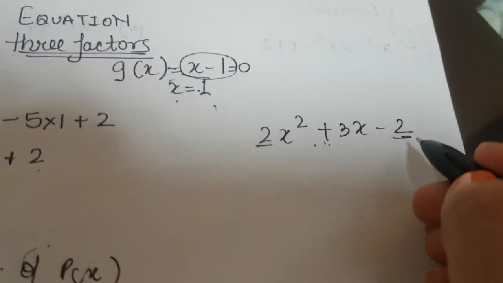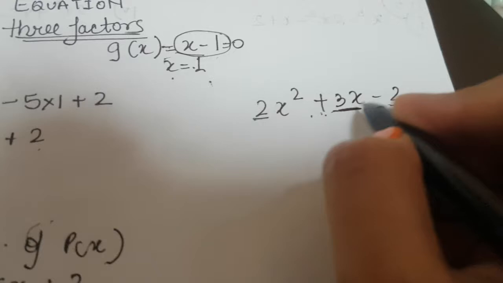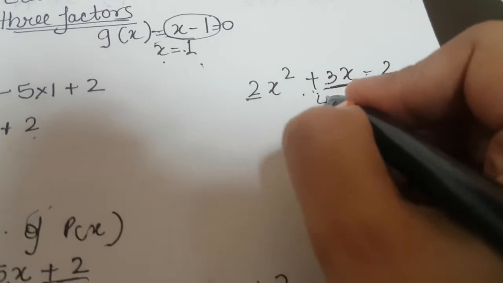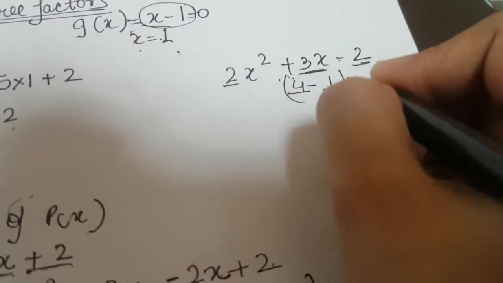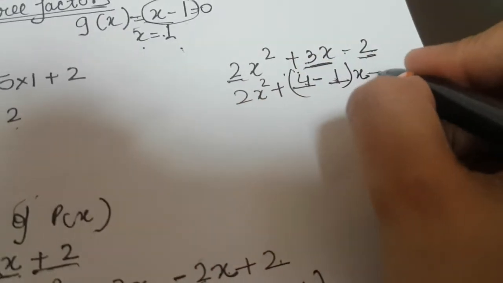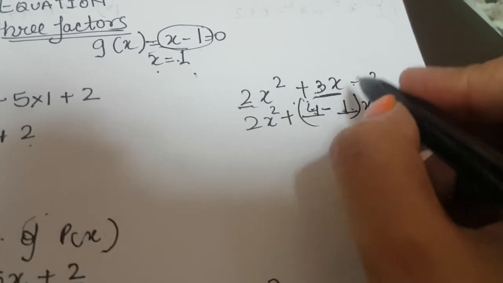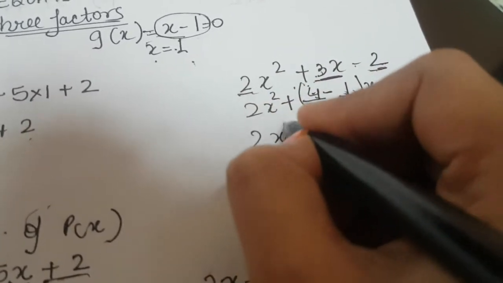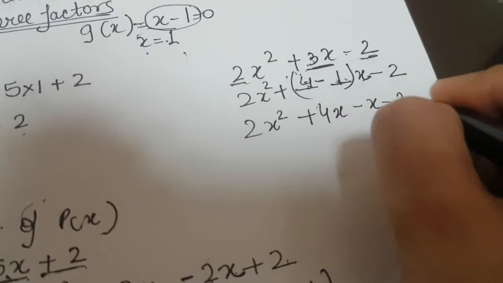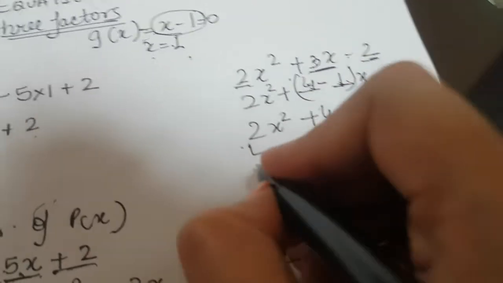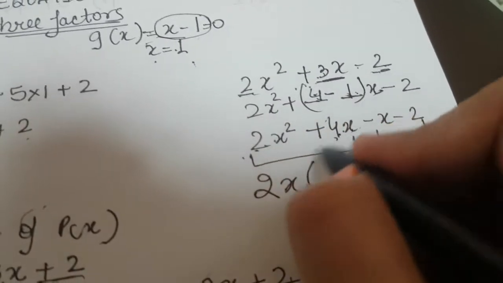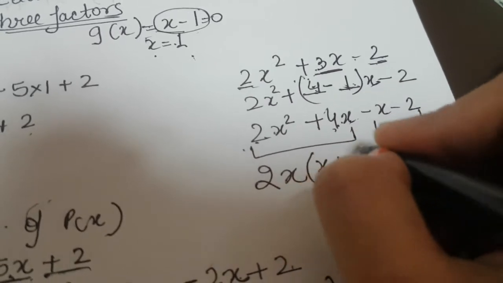So 2 into 2, 4. We need to split this middle term into two terms such that the multiplication should be equal to 4 and the subtraction should be 3. So 4 minus 1 will be it, because 4 minus 1 will be 3 and 4 into 1 will be equal to 4. So you have to write 4 minus 1 in place of 3, the rest of the equation remains the same. So 2x square, now open the bracket, 4 into x, 4x minus x minus 2. Again make two pairs, take common. I am taking 2x common from these two, because 2 also can be taken common, and x also. So what is left here? x, and here plus 2.